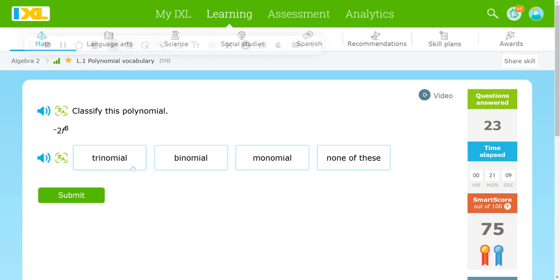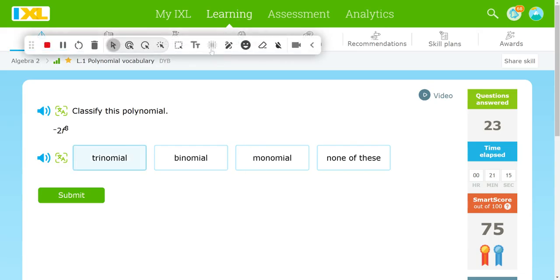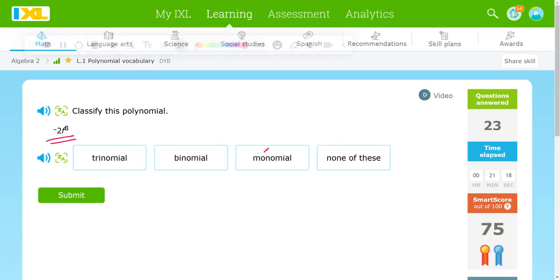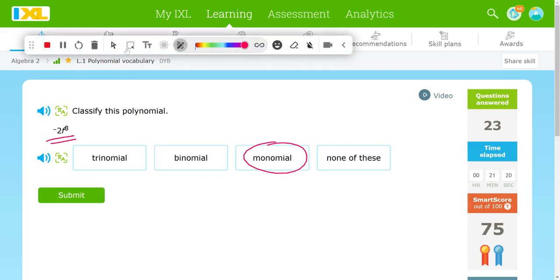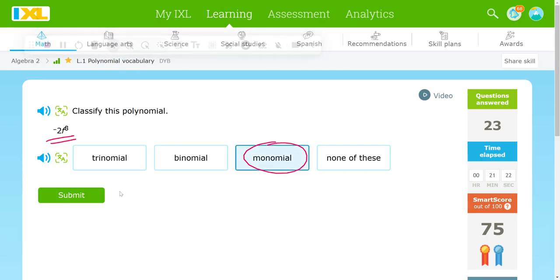Similarly over here, but this is classified for the number of terms. Okay? So you have one term, is that right? So I would choose mono. One term is mono. Here we go. Voila.